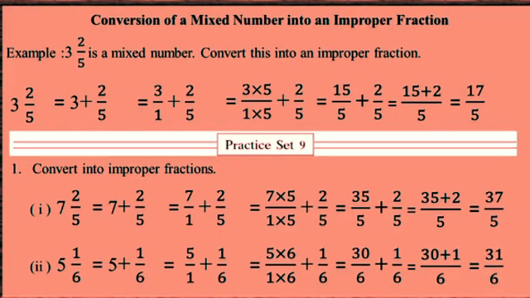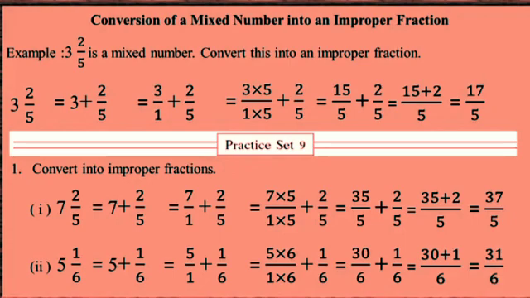Denominator will be same, 5. We are not adding 5 plus 5. So it will be same, that is 5. So 35 plus 2 is equal to 37. Answer is 37 upon 5.